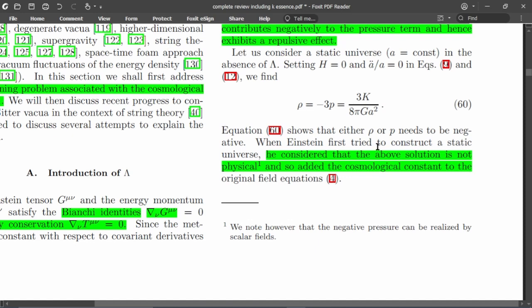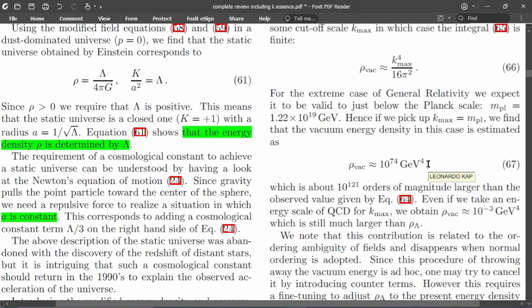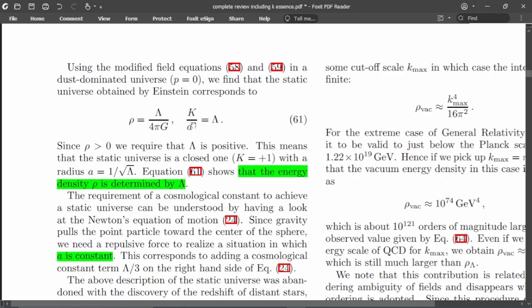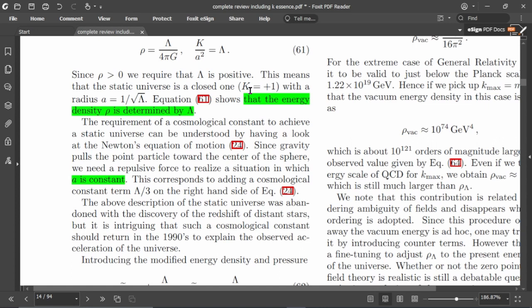So when Einstein first constructed a static universe, he considered the above solution not physical, so he added a cosmological term. He introduced that k over a squared is some kind of lambda, and lambda is positive. Therefore if the universe has to be static or closed, k is positive and lambda is positive, and the radius becomes 1 over the square root of lambda. Hence the density rho is determined by lambda. So whatever rho is, we can find lambda, and from lambda we can easily find rho. That is how he introduced lambda, but later on people found out that this lambda that Einstein introduced was wrong.